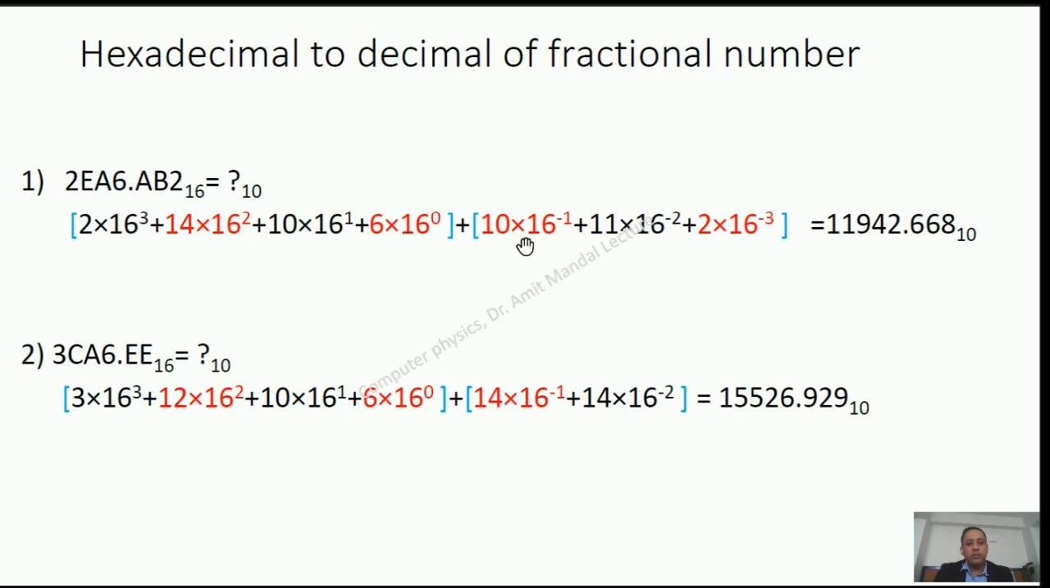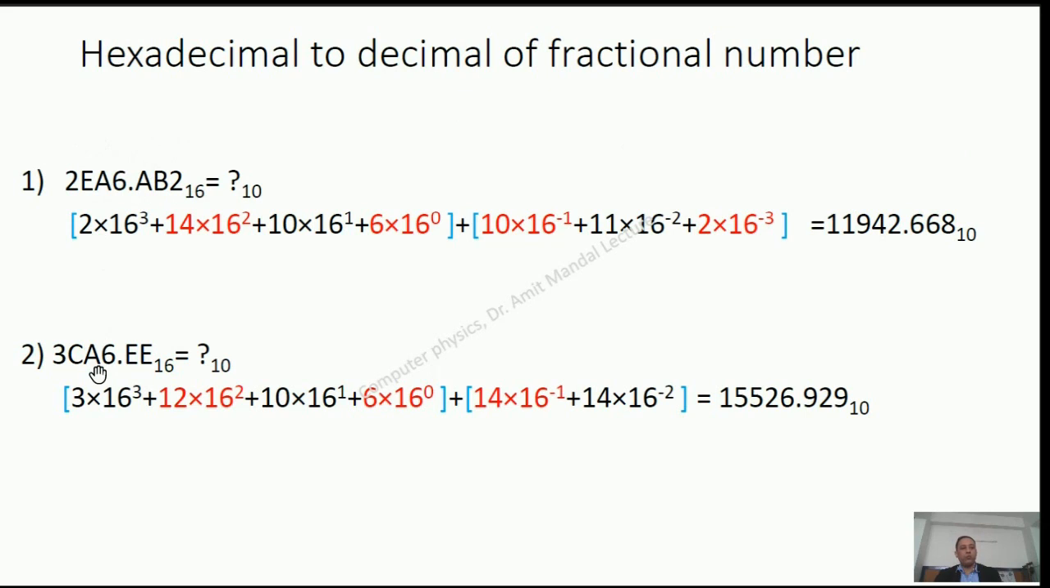Plus this B stands for 11. 11 into, it is the second place, so 11 into 16 to the power minus 2. And third is 2. So 2 into 16 to the power minus 3, because it is the third place. Now, in case you do the calculations, ultimately you will get 11942.668. So this is the decimal representation of this fractional hexadecimal number.